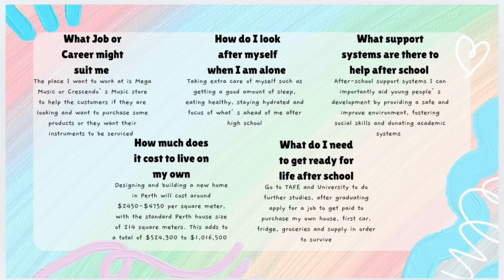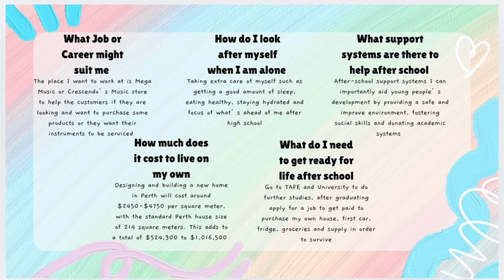How do I look after myself when I am alone? Taking extra care of myself, such as getting a good amount of sleep, eating healthy, staying hydrated, and focusing on what's ahead of me after high school. What support systems are there to have help after school? After school support systems can importantly aid young people's development by providing a safe and improved environment, fostering social skills, and enhancing academic skills.